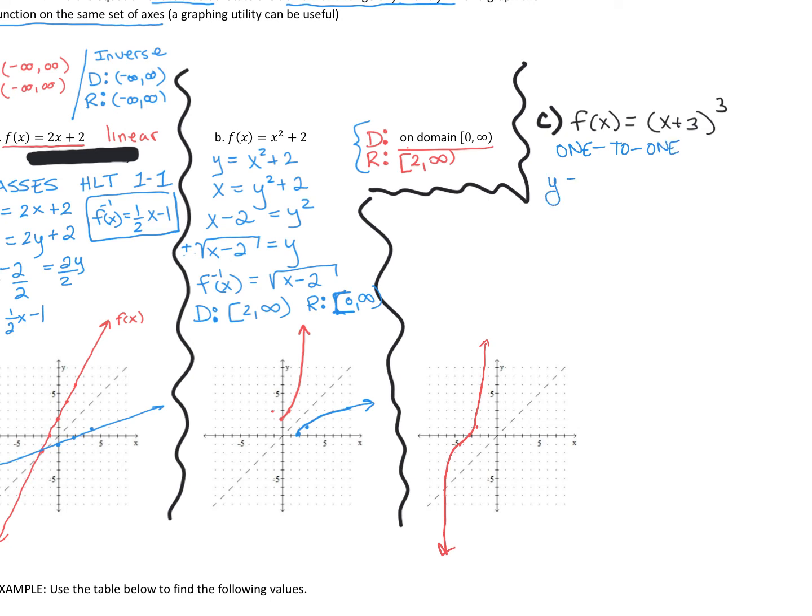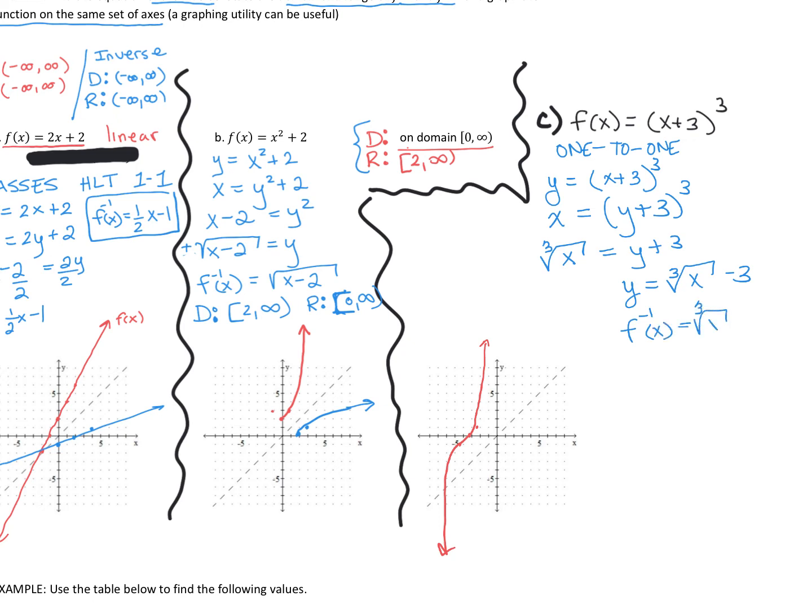We're going to replace the y with the f of x. We're going to switch the x and the y. And then we'll solve for y. So I'm going to take the cube root of x, and then I will subtract 3. And we need to call this our inverse. So f inverse of x is the cube root of x minus 3.